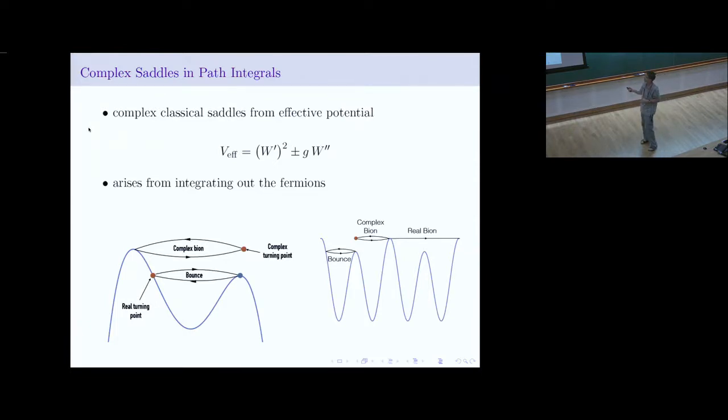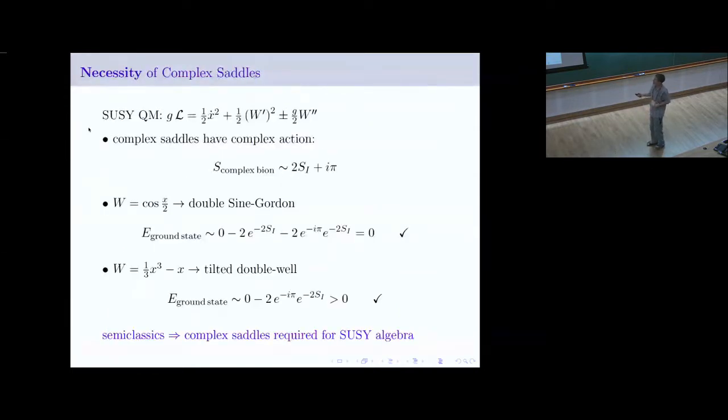There's a real one that goes from here to here, and there's a complex one that goes from here to the complex turning point that is out there because it's above the top of the barrier here. Whereas here, there is no real one, there's only a complex one. And so normally we don't worry about those because those are complex configurations, but I'll show you that these are necessary in order to explain the supersymmetry properties of these systems.